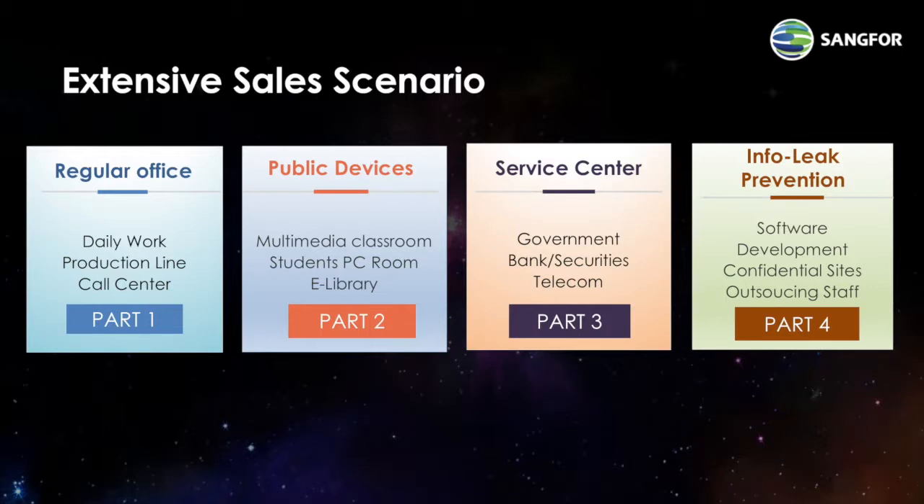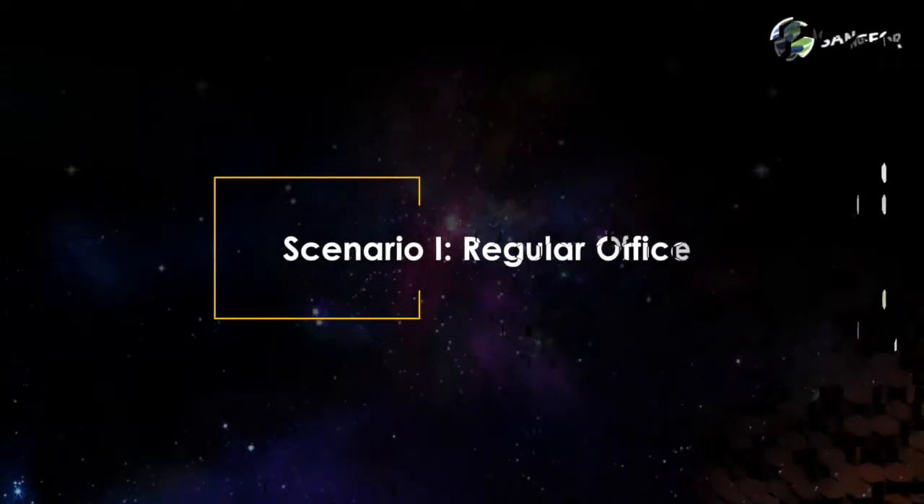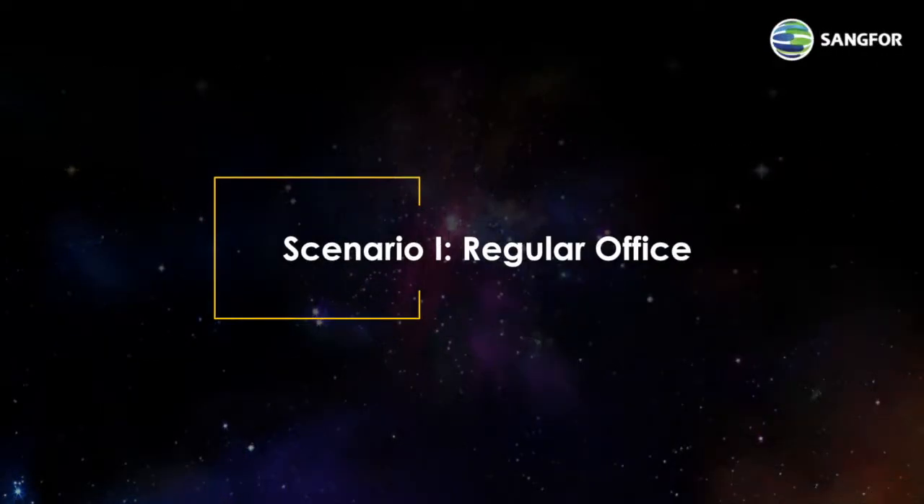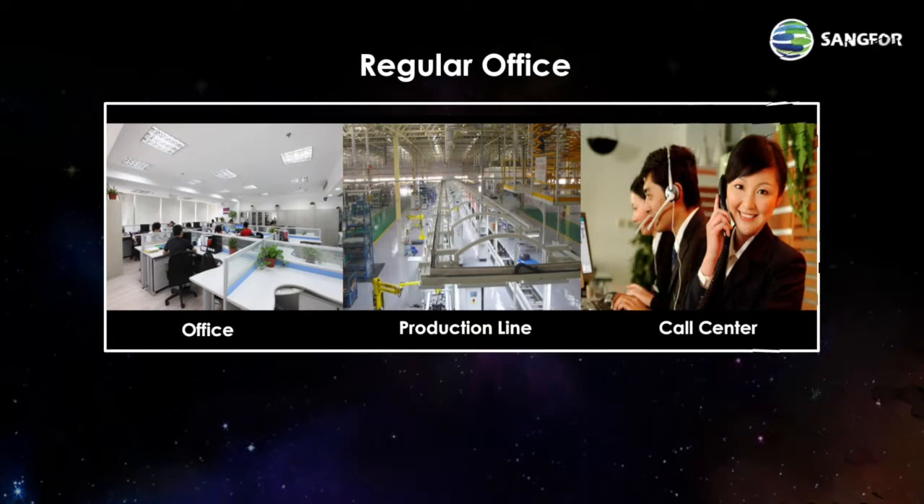There are 4 sales scenarios, including government, education, business, finance, and other industries. For a better understanding, I'll explain it in detail. First, regular office. This scenario includes daily office, production lines, call centers, and other segments of the application scenarios.